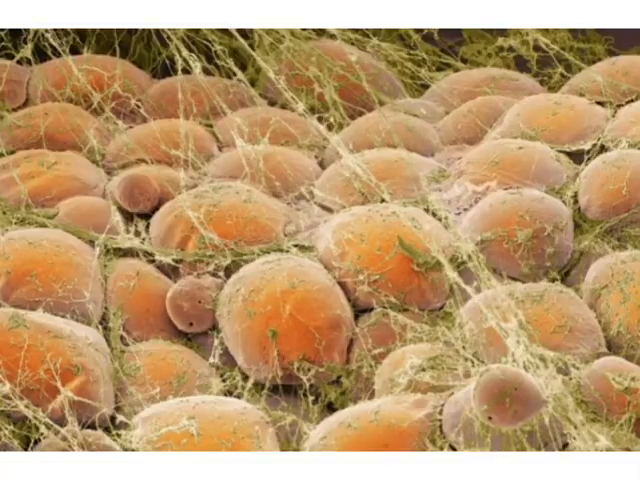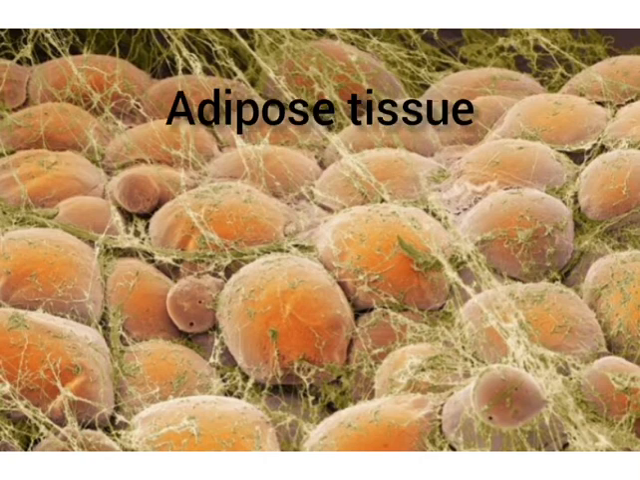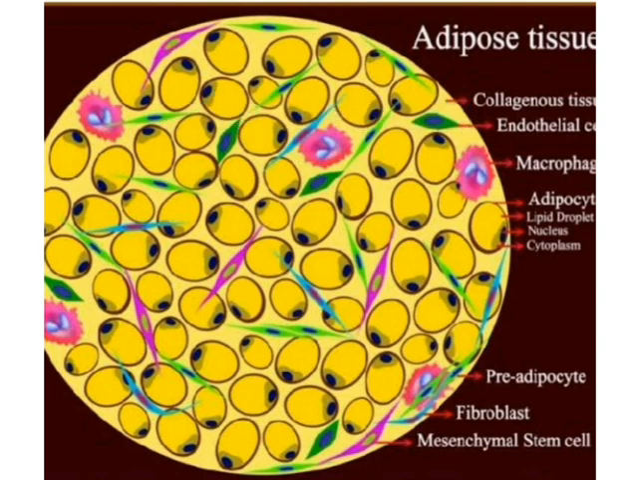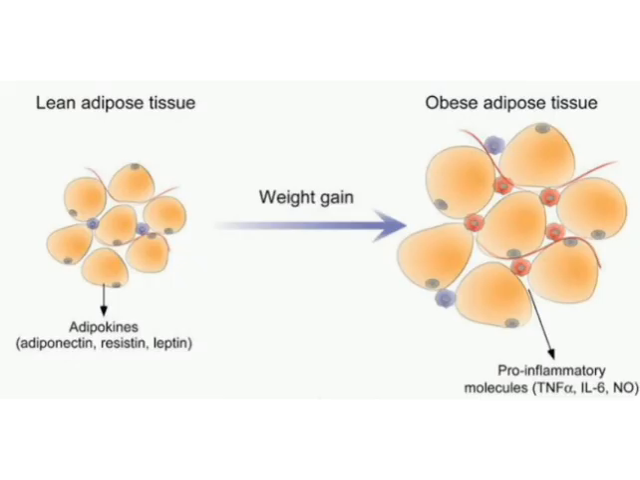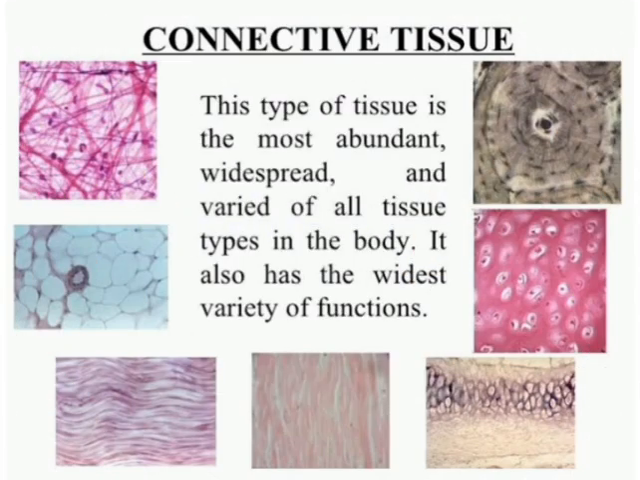The last connective tissue is adipose tissue. This tissue stores fat. It is present below the skin and between internal organs. The cells of this tissue are filled with fat globules. Storage of fat lets it act as an insulator.